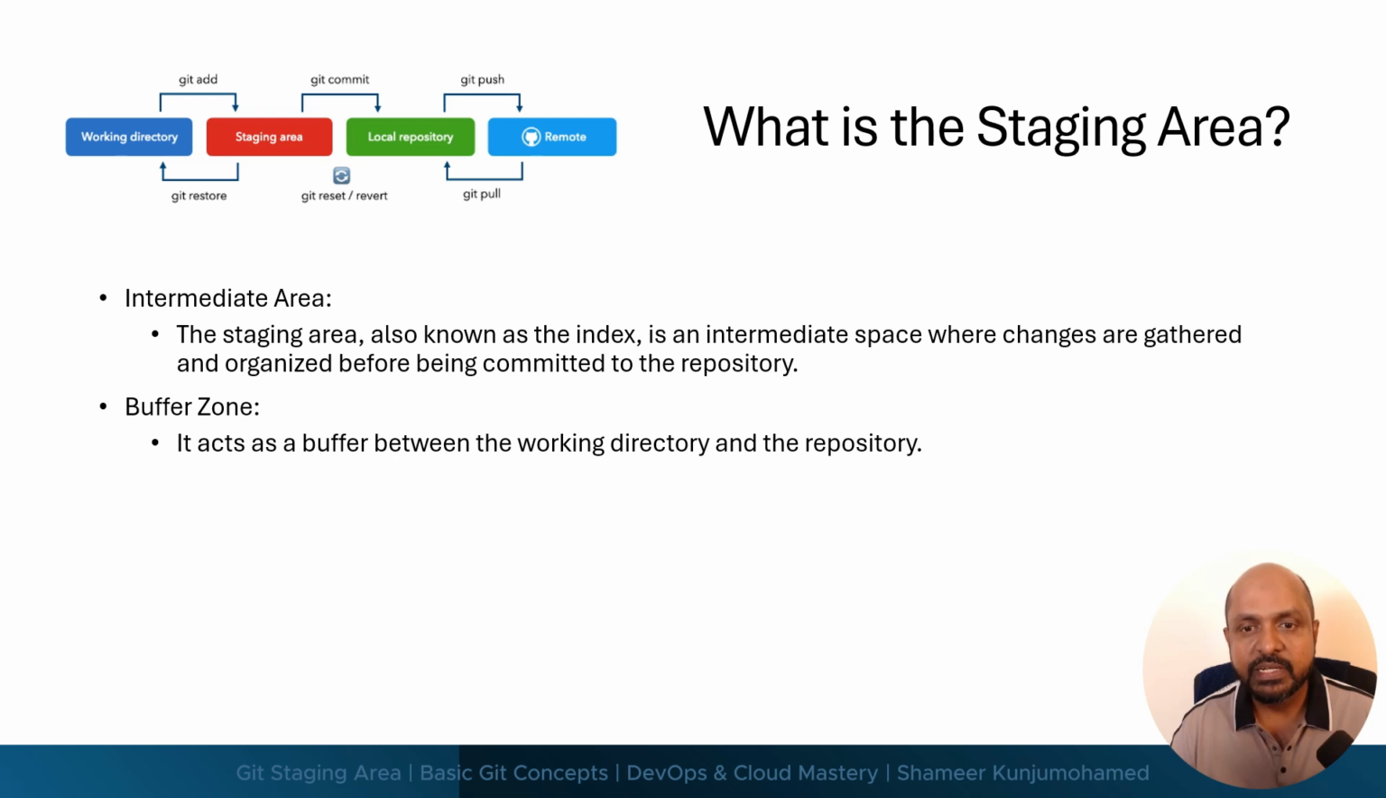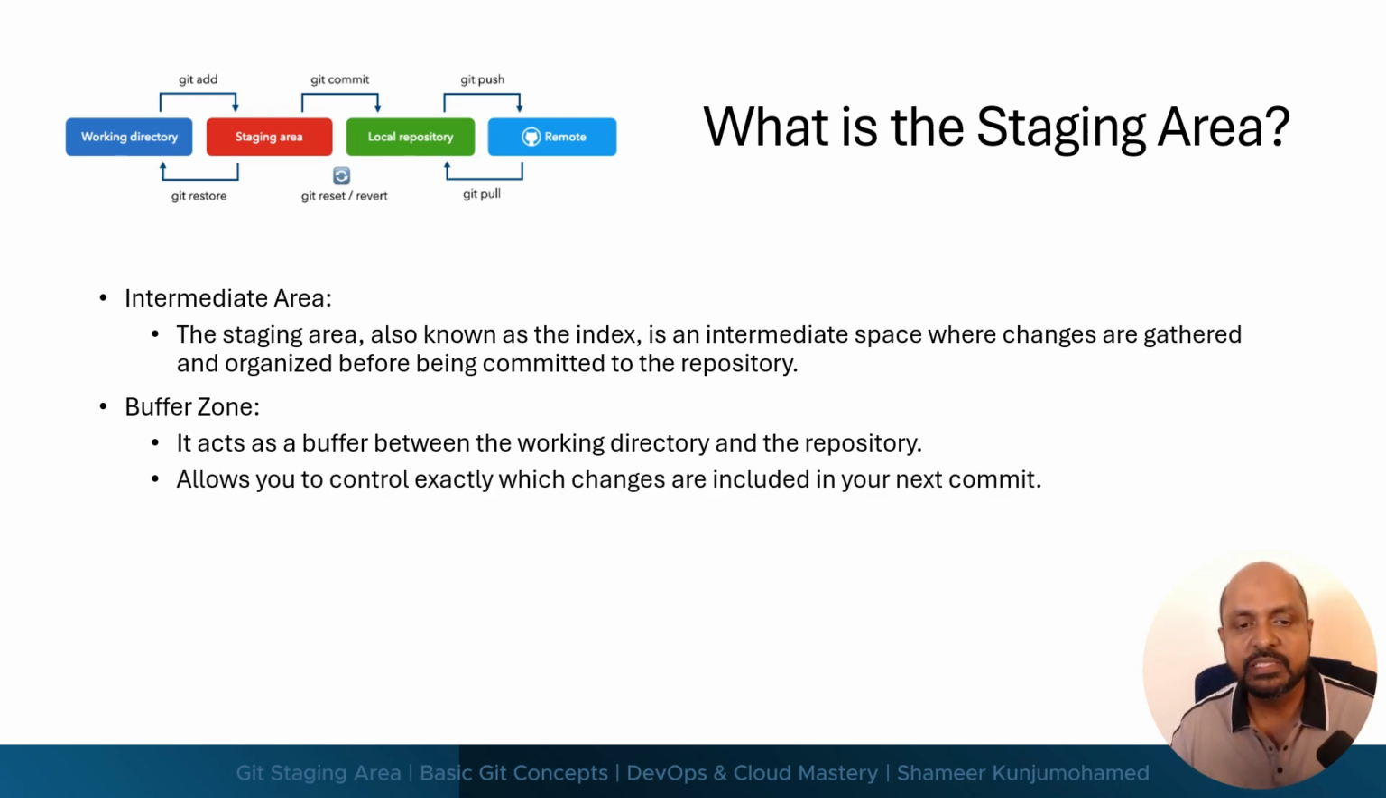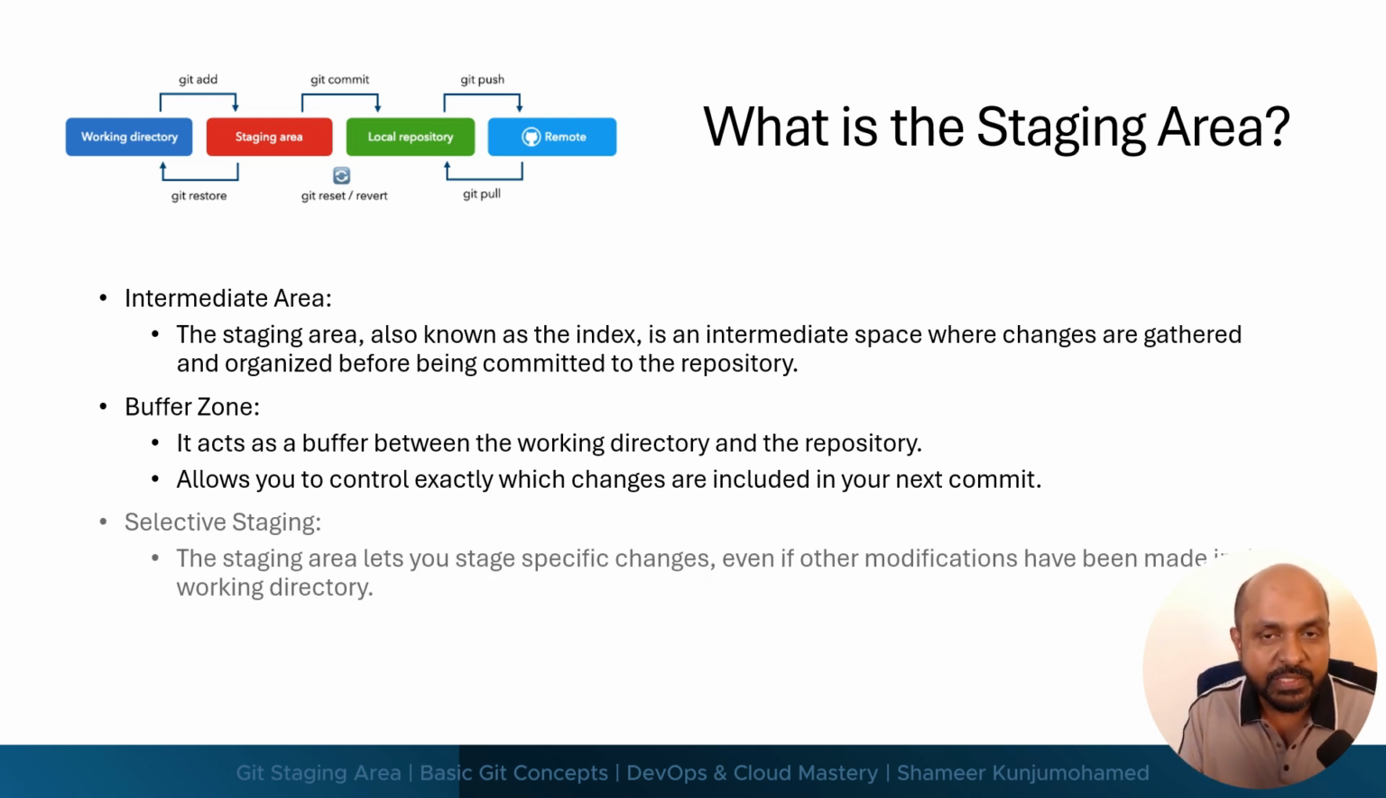Think of the staging area as a buffer zone. It exists between the working directory, where you actively modify files, and the repository, which is the final record of all the project history. The buffer zone is crucial because it allows you to control exactly which changes you commit. Instead of committing all the changes you have made since the last commit indiscriminately, the staging area allows you to pick and choose what changes you want to commit and keep in the history.